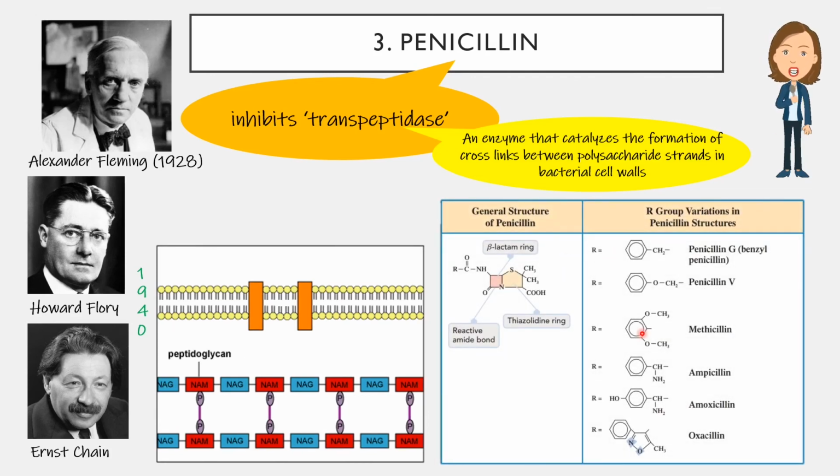However, unlike a normal competitive inhibitor, once bound to the active site, the beta-lactam ring opens as the highly reactive amide bond forms a covalent bond to a critical serine residue required for normal catalytic action. The result is an irreversibly inhibited transpeptidase enzyme.